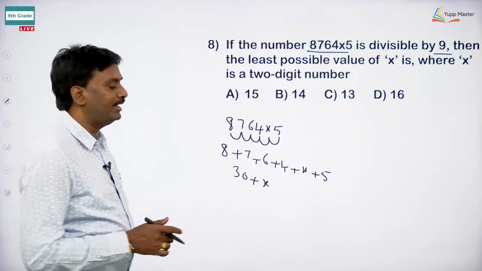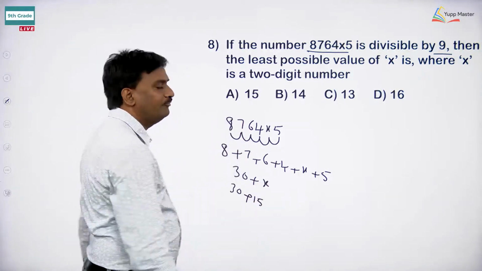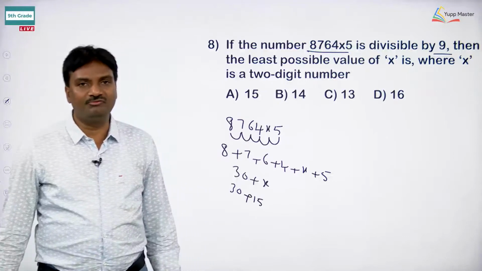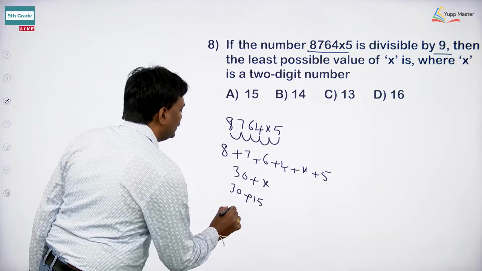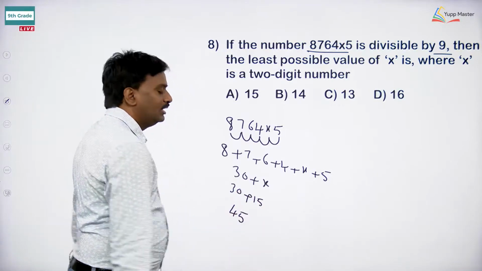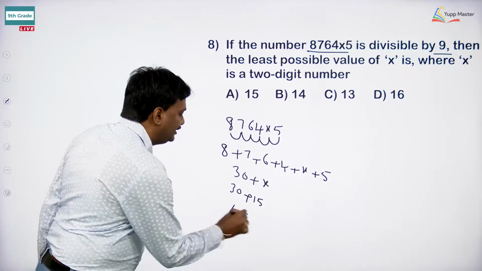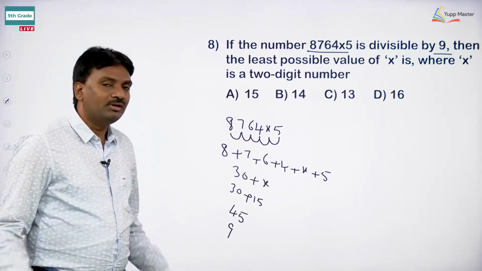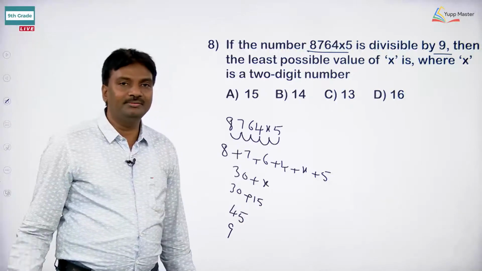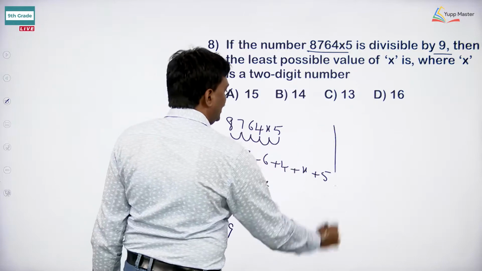In place of x, by writing 15, considering option A, in option A we have 15. So in place of x, by writing 15, 30 plus 15 is 45, where by adding the 2 digits of 45, 4 plus 5 is 9. So, clearly 9 is divisible by 9. So, that is why option A is the correct option.